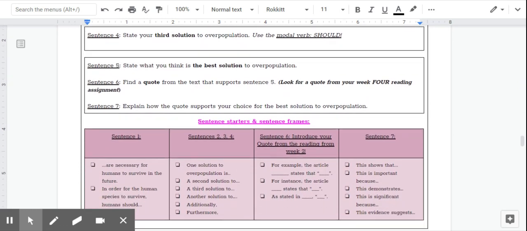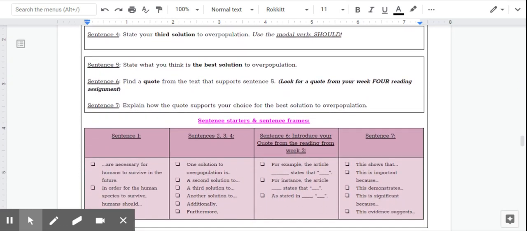Sentence 5, this is where you're going to state what you think is the best solution to overpopulation. You're going to find a quote from the text that supports your claim. And then you're going to look for a quote from your week 4 reading assignment. Sentence 7, you're going to explain how that quote supports your choice for the best solution to overpopulation. And that is the end of the body.